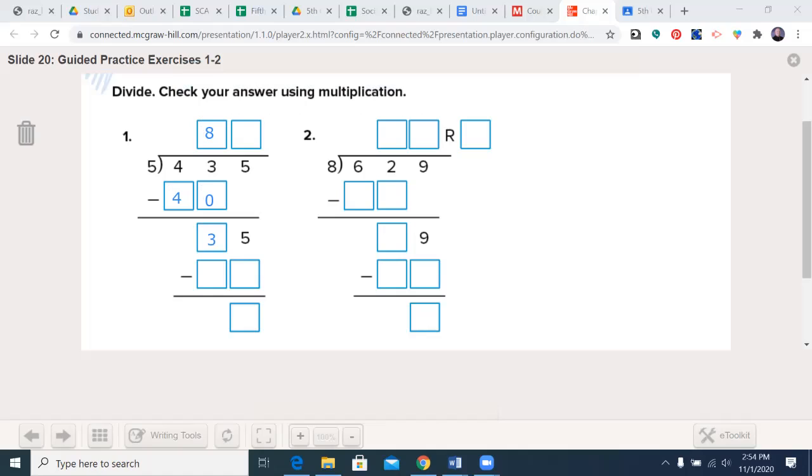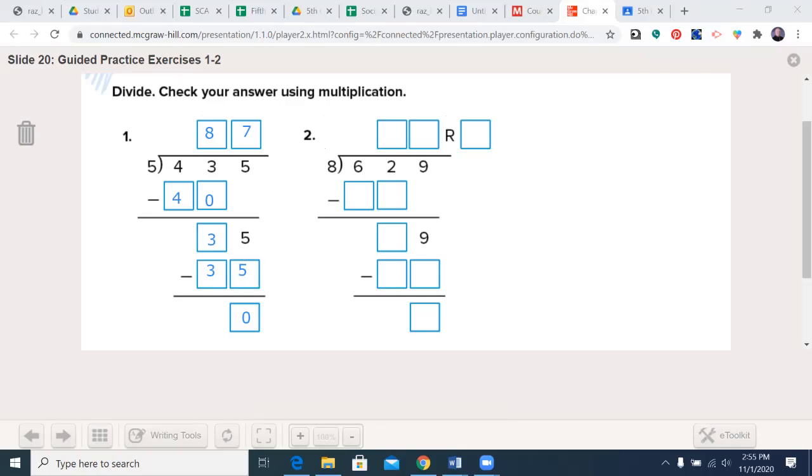How many times will 5 go into 35? And you're correct. It is a 7. 7 times 5 is 35. I would say 35 minus 35 is 0. So my answer is 87. We did a good job here. So let's go again. Does 8 go into 6?